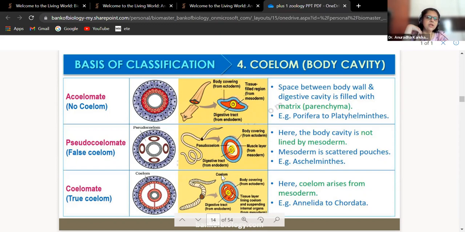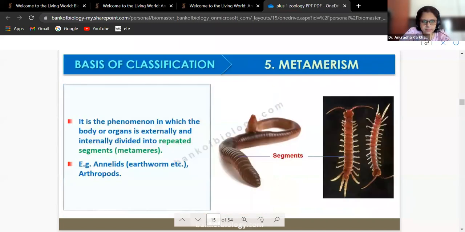इसलिए मैंने स्टार्टिंग में वो जो 11 phylum बताया, मैंने पहले ही बोला उसका order अच्छी तरह से याद रखो तो ये chapter इधर ही easy हो जाएगा. Fine, then see, metamerism is one more criteria as I said, that is segmentation. It is a phenomenon in which the body or organ is externally as well as internally divided into repeated segments. सिर्फ external segment है तो it won't be considered as metamerism. It should be externally as well as internally.